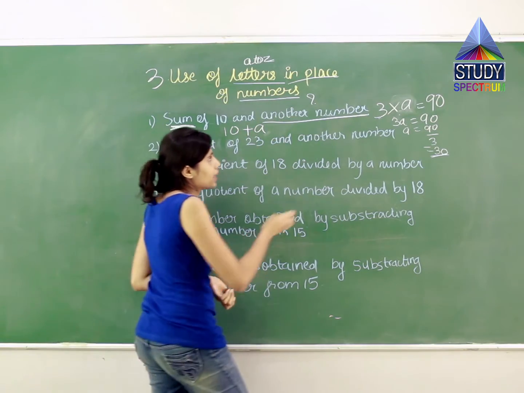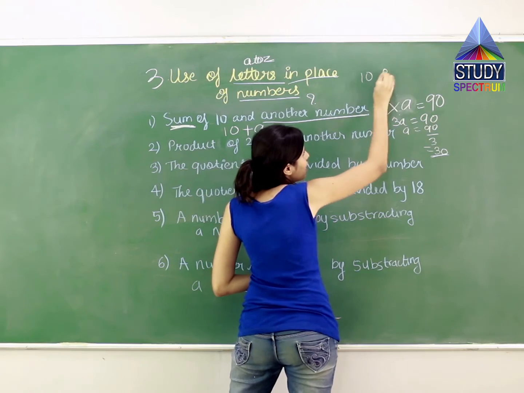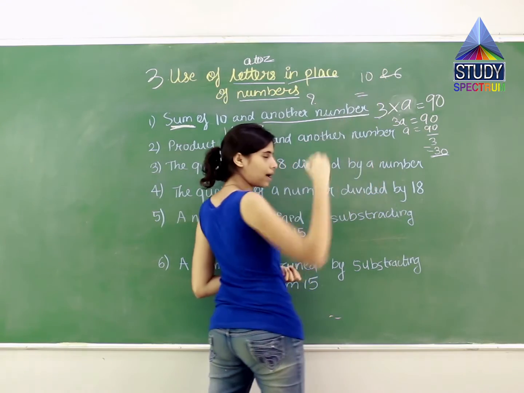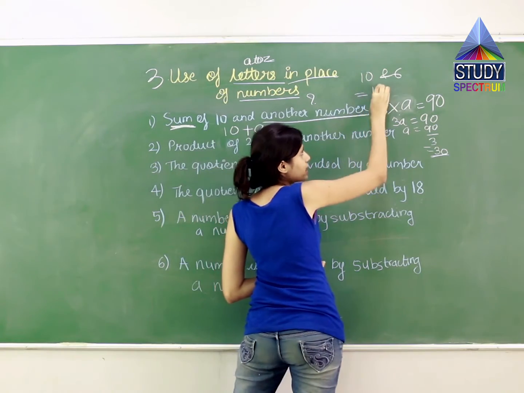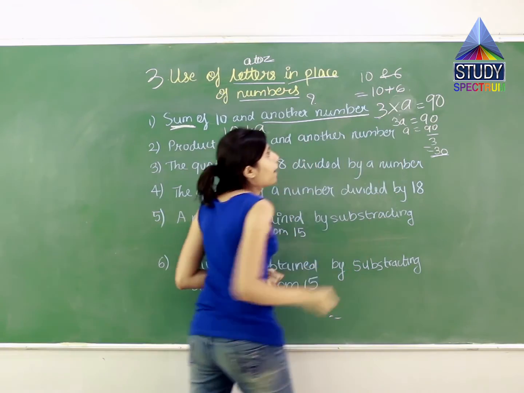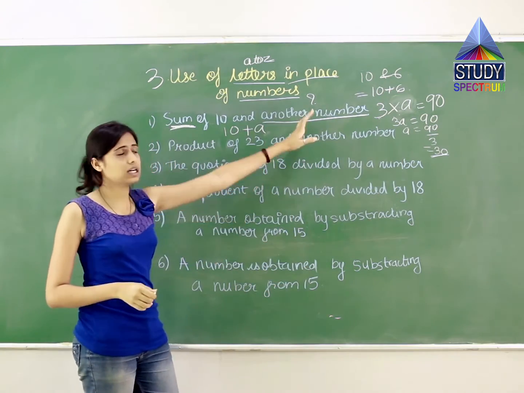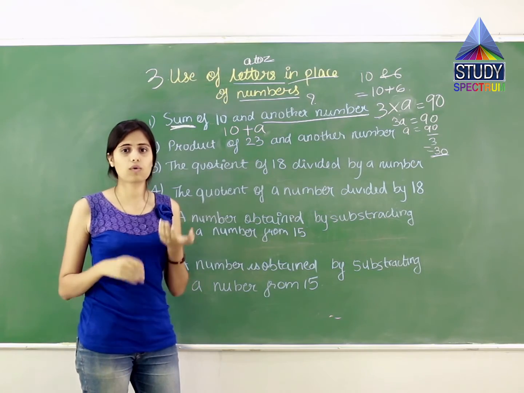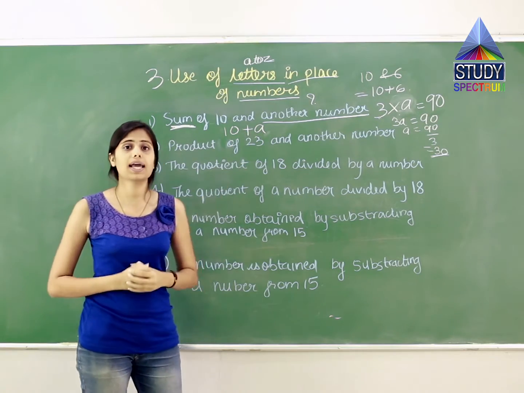If it was given that sum of 10 and 6, then what would I have written? I would have written 10 plus 6. But over here they are saying another number. We don't know the number. So what will we do? We will replace it by A.